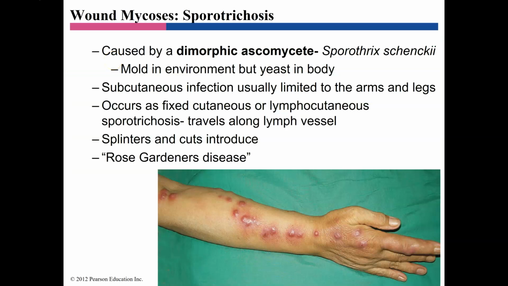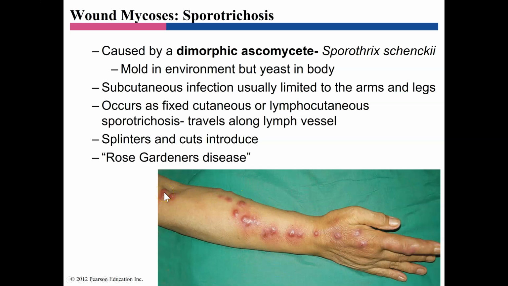Sporotrichosis is shown right here, and this is caused by a fungus that's what's called dimorphic, meaning that it'll be a mold when it's in the environment, but once it's introduced into your body, it becomes a yeast and it spreads as a yeast. Usually, this is traveling along a lymph vessel, given the name rose gardener's disease because it's usually a puncture wound like a thorn that introduces the organism and then it starts to multiply. You can see here that it's traveling right along a lymph vessel up the arm of this individual.